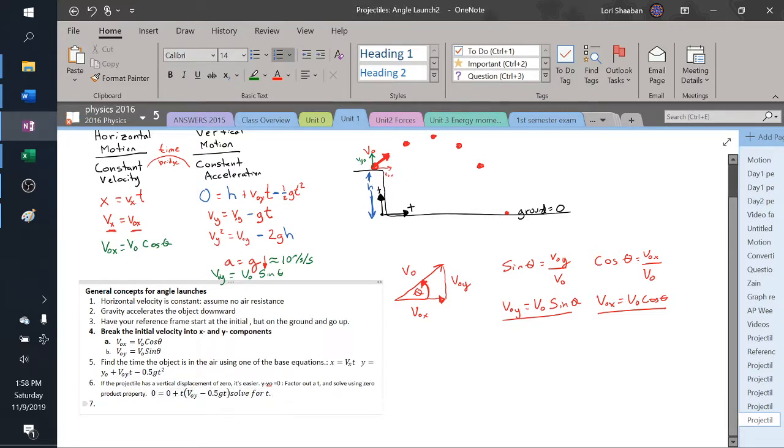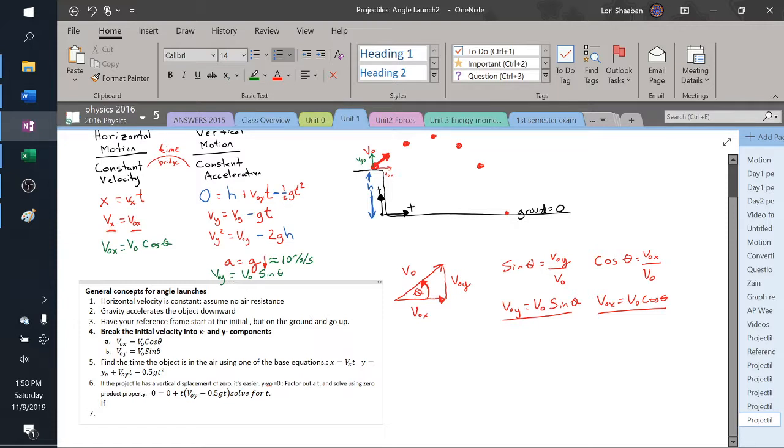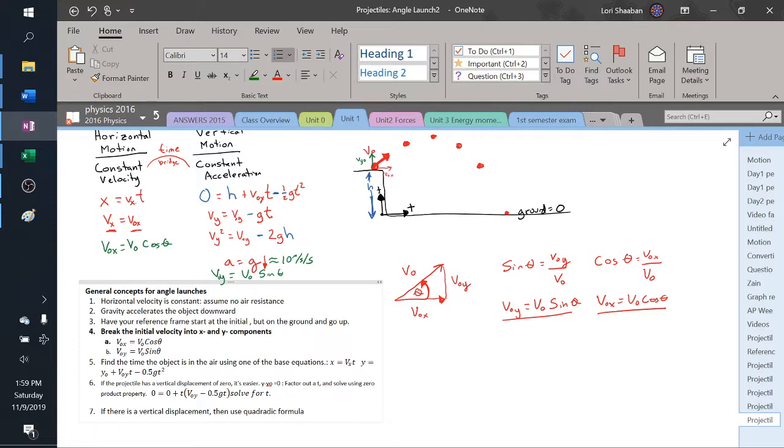Now, if there is a vertical displacement, then use the quadratic formula. Okay, how does that work?